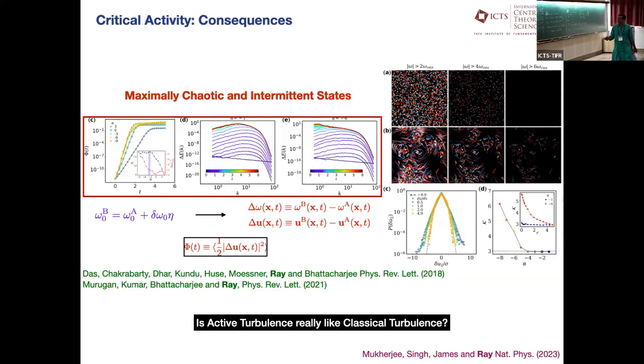This, of course, used some recent tools that we developed for many-body systems to measure leading Lyapunov exponents. So that's the apparatus that we used. This begs the question: is active turbulence really like classical turbulence? The universality beyond alpha_c seems to suggest it is, but there are other indicators which say it isn't. And this takes me now to the world of classical turbulence, where we ask this question in more comfortable territory for many of us.